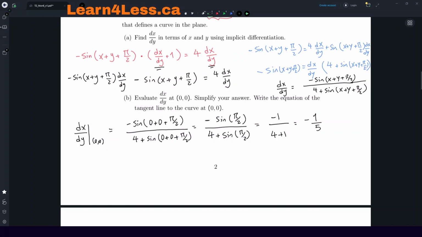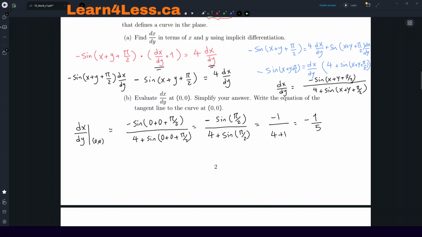So negative 1 over 5 is basically dx over dy, or you may call it x prime, but it might be a little bit weird because we haven't seen that often, but this is dx over dy. And now as the second part of this, they said write the equation of tangent line to the curve at this point.